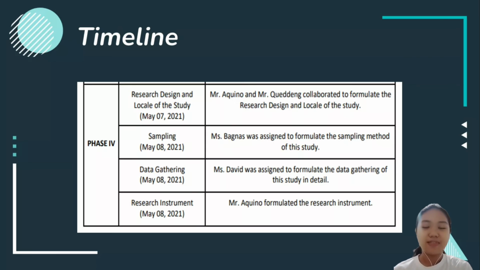For Phase 4, the timeline is as follows. Last May 7, 2021, Mr. Aquino and Mr. Kedeng collaborated to formulate the research design and the locale of the study. On May 8, 2021, Ms. Bagnas was assigned in formulating the sampling method, Ms. David was assigned in formulating the data collection, and lastly, Mr. Aquino formulated the research instrument.